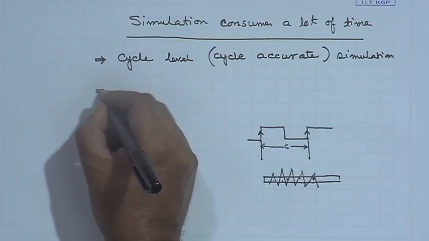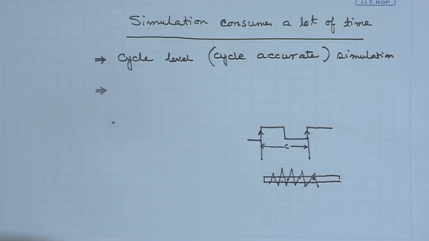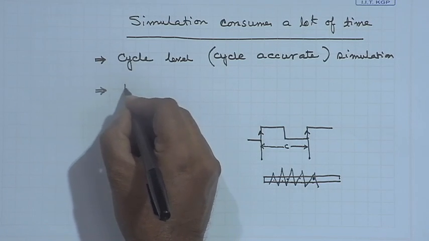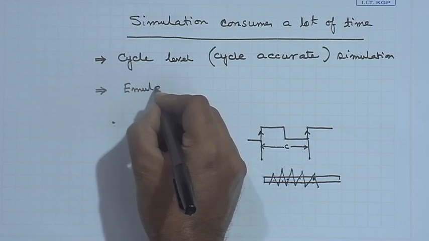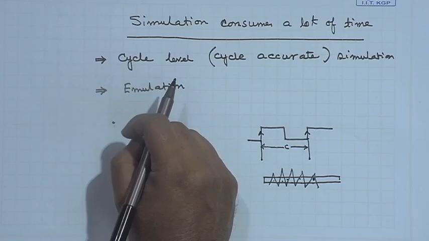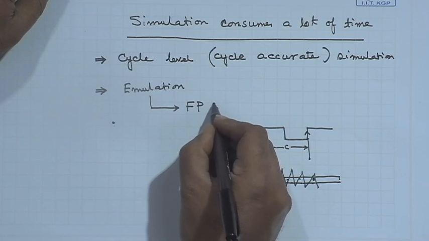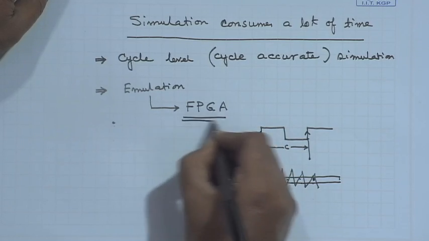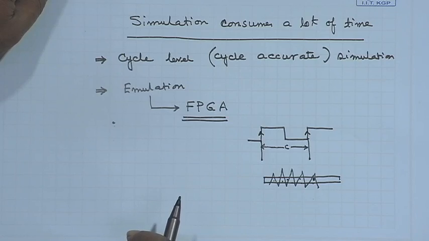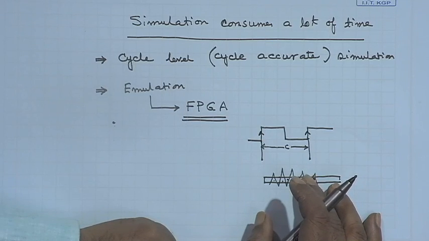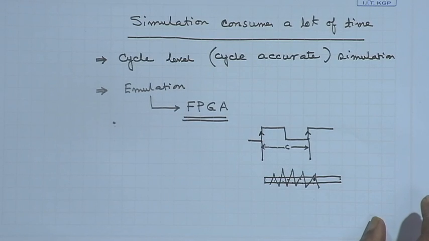The other way we try to do it is emulation. The entire thing we try to emulate on some hardware, and the best possible tool that we have, as we already know, is that we can emulate the whole thing on an FPGA wherever possible. We do that on an FPGA, and the FPGA will run faster than this software. So, these are two popular ways by which we can try to make the simulation faster.